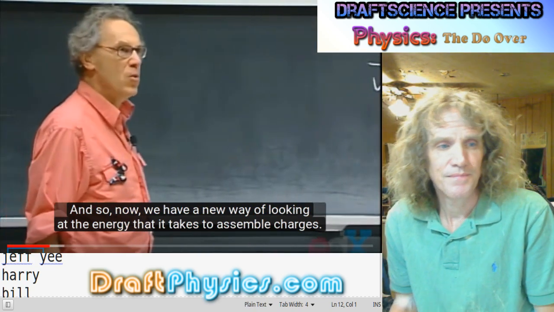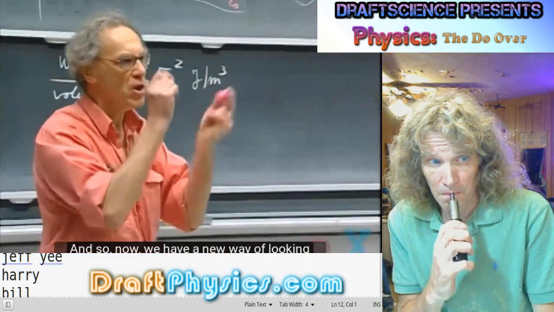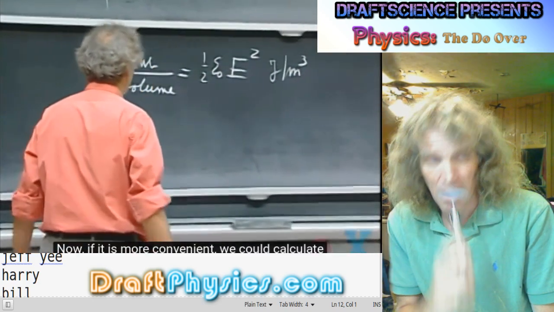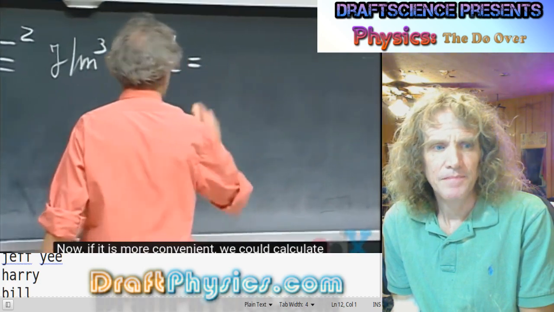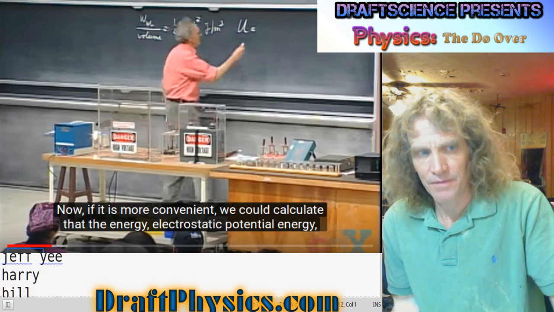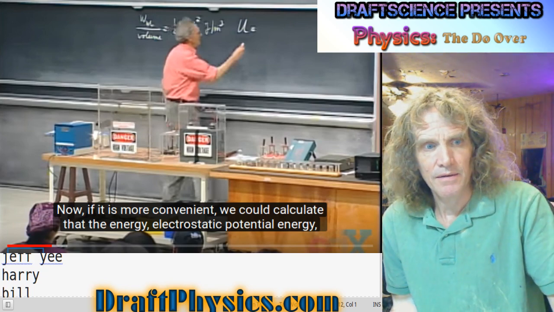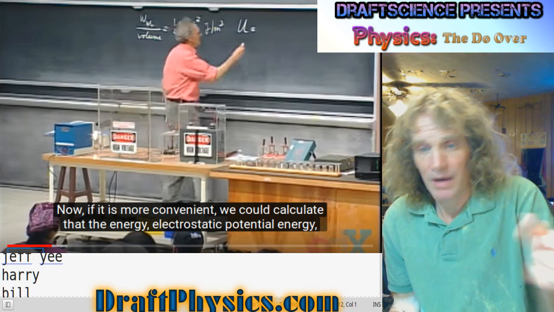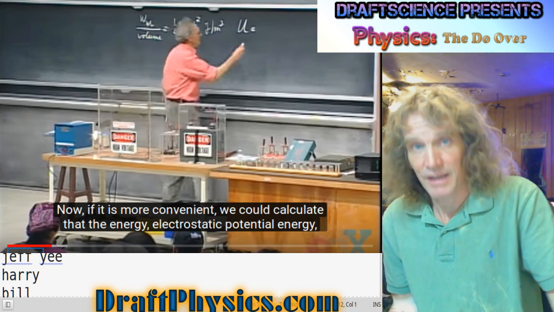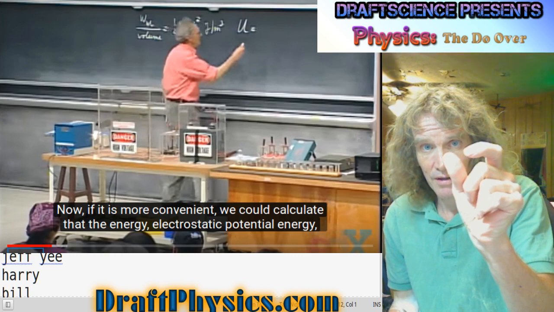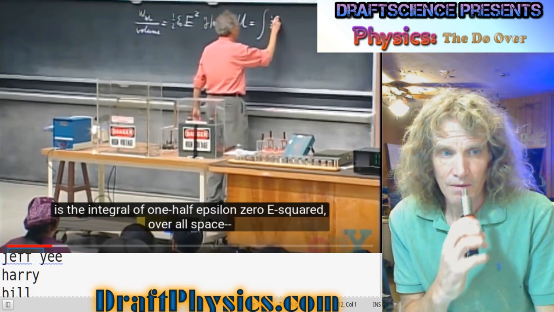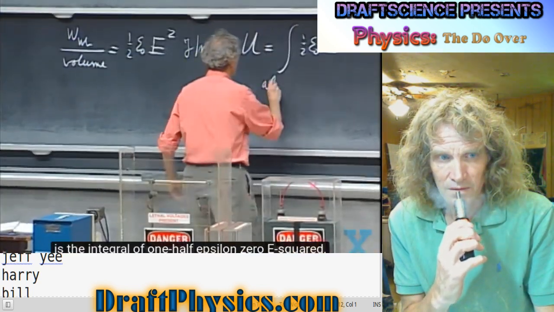so conceding these are approximations. Now we have a new way of looking at the energy that it takes to assemble charges. Earlier we calculated the work that we have to do to put the charges in place. Now, if it is more convenient, we could calculate the electrostatic potential energy. So again, this potential energy is just really in the form of pressure. And so you're just saying, how compressed are the bits, and then how many bits do you have? And that's all there is really here. There's only two components. There's the pressure, and then there's the number of things under pressure. It is the integral of 1/2 epsilon 0 E squared over all space.